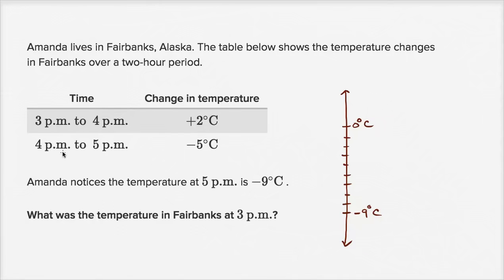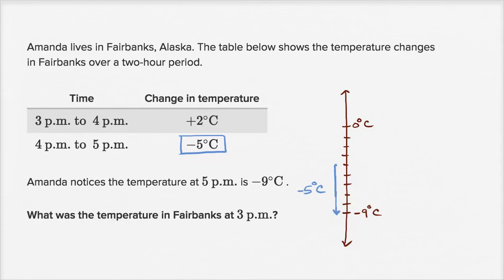So from 4 p.m. to 5 p.m., the temperature dropped by 5 degrees Celsius. And that got us to negative 9. So we dropped by 5 to get to negative 9. So we must have started 5 above negative 9. So 1, 2, 3, 4, 5, right over here. So this is that drop. This is that 5 degree drop. 1, 2, 3, 4, 5. So that's that 5 degree drop right over here.